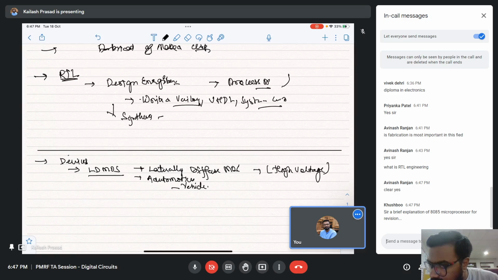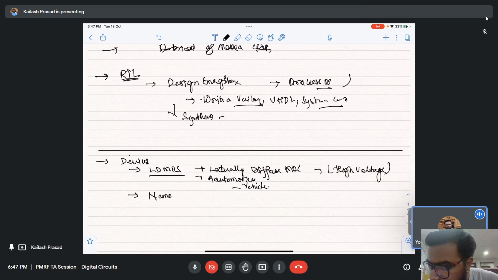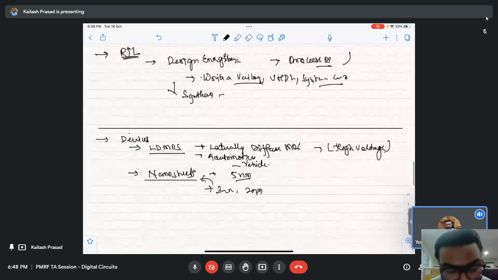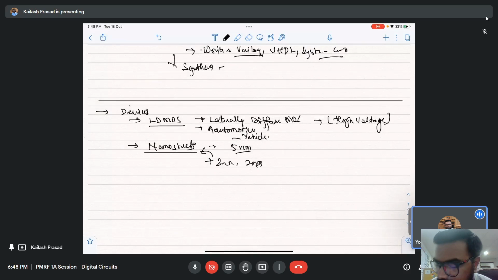After that, there are various people who are working on what we call nanosheets, right? You might know that the recent technology is 5 nanometer. 3 nanometer and 2 nanometer are the technologies which will be coming in the next 2-3 years. These kinds of transistors are not currently available in the market, but Samsung and various other companies have already started. We are working on the design of this kind of thing.